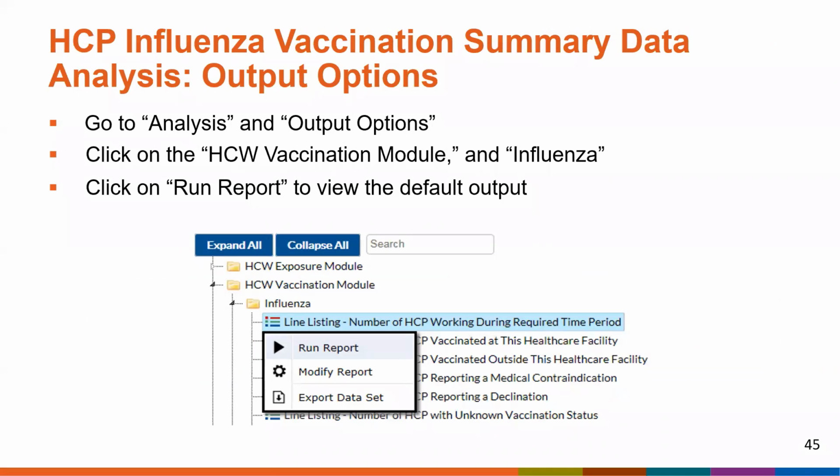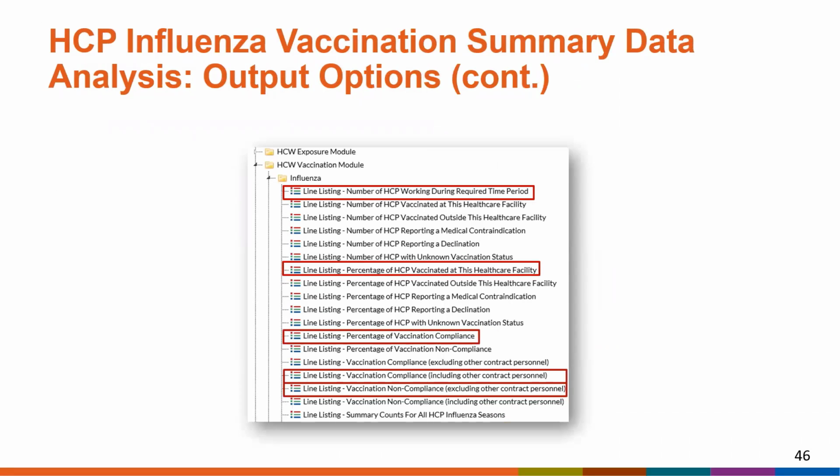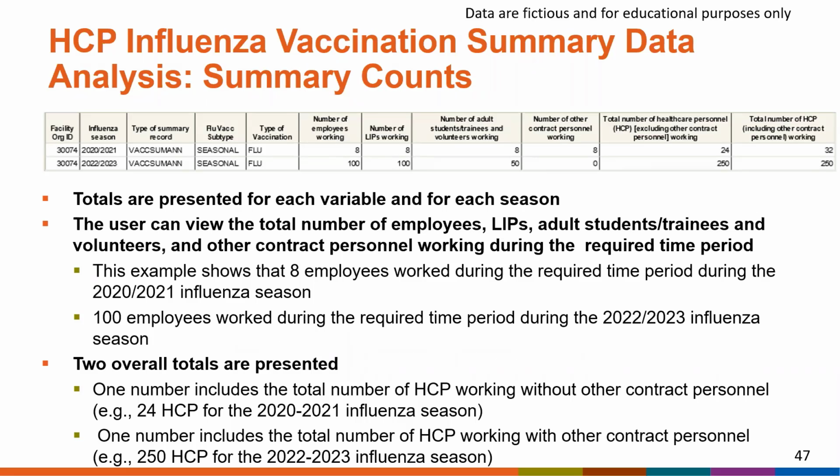Next, go to Output Options under Analysis on the navigation bar. You will see several folders on the screen. Facilities should click on the HCW Healthcare Worker Vaccination Module and Influenza to view the default output. Click Run Report. Facilities can view various reports, such as total numbers or summary counts, percentages, vaccination compliance figures, and vaccination non-compliance figures. The user can see the summary counts listed by influenza season and by variable.